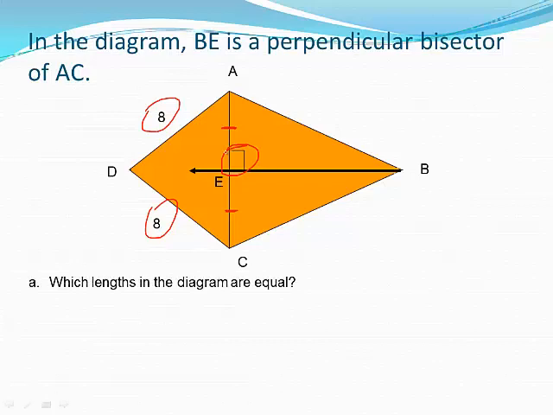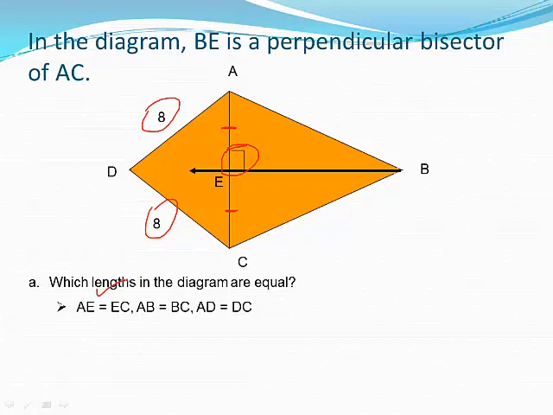Okay, so which lengths in the diagram are going to be equal? Well, there are two obvious ones because of the perpendicular bisector. The one set is not so obvious because you have to use the actual theorem to prove it or to show it. We can automatically conclude, because it's on the perpendicular bisector, that AE and EC are congruent. So that's pretty easy.